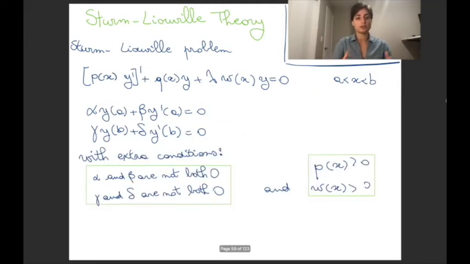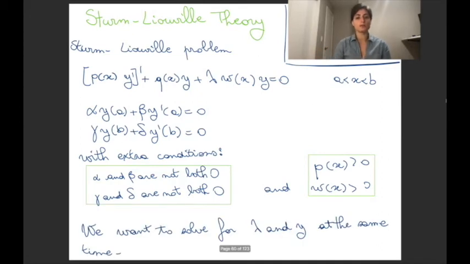And we have some restrictions on what sort of conditions we can have. So looking at the boundary conditions, alpha and beta are not both 0, and gamma and delta are not both 0. So these equations actually do make sense. And p(x) is always positive and w(x) is always positive in the interval that we're looking at, so between a and b. We want to solve for lambda and y at the same time.